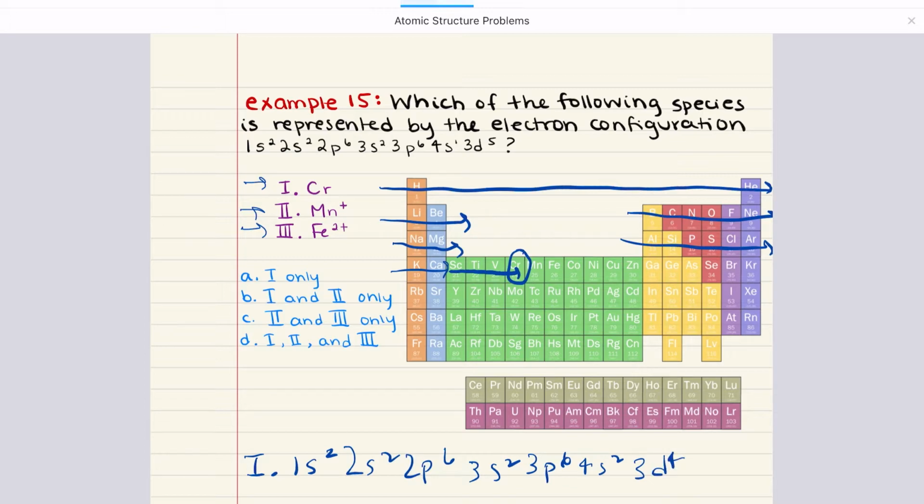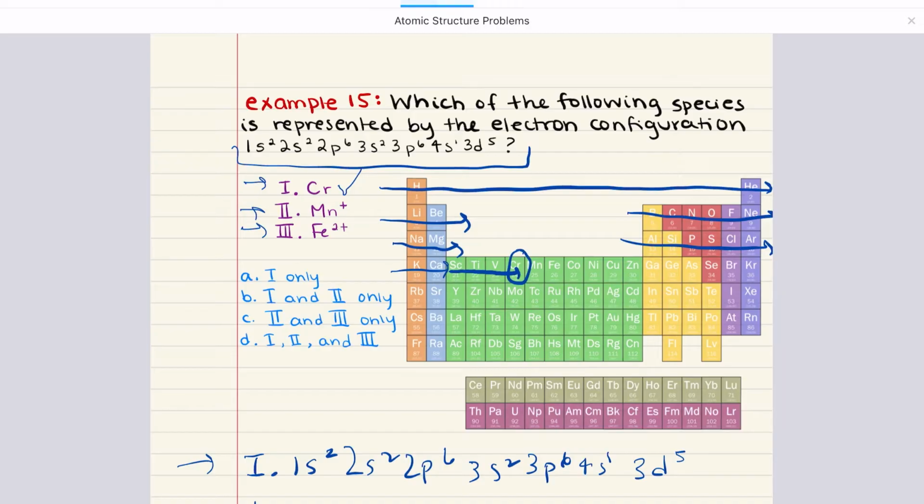Now, chromium, this is really interesting. This was one of the exceptions we talked about. Due to the stability of the half-filled d orbitals, neutral chromium is actually assumed to have an electron configuration instead of 4s1, 3d5. This was one of the exceptions we talked about. And so actually, the electron configuration for chromium matches with the one that is given to us in the question stem. So chromium indeed does have this electron configuration. So statement 1 is correct.